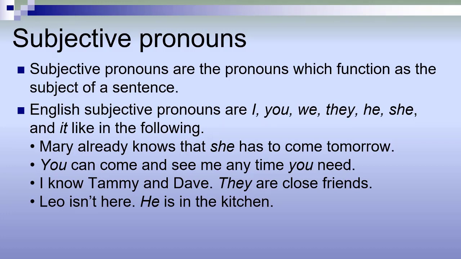I know Tammy and Dave. So I here is the first person singular. They are close friends. They here refers to Tammy and Dave, so the function of they here is to replace Tammy and Dave. Leo isn't here. He's in the kitchen. So he here replaces Leo. So the subjective pronouns I, you, we, they, he, she, it function as the subject of a sentence.